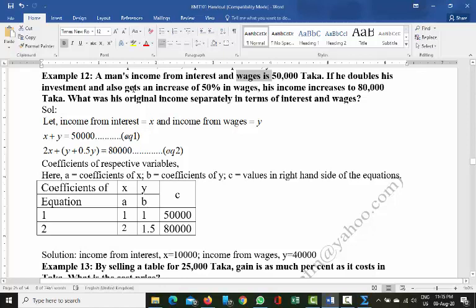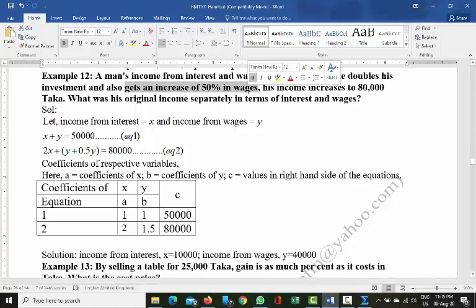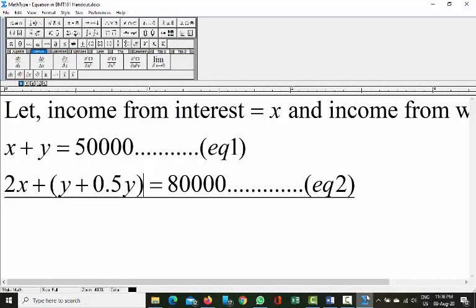So if he gets an increase of 50% in wages, 50% means 0.5. That means half. Half means 0.5. So at present his income from wages is y. Now if he gets an increase, that means plus 0.5y. That means y plus 0.5y, so we will have 1.5y.